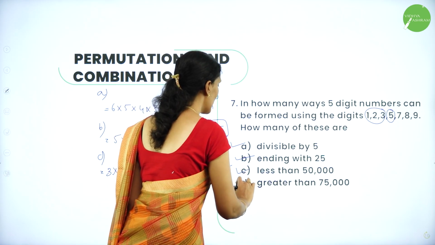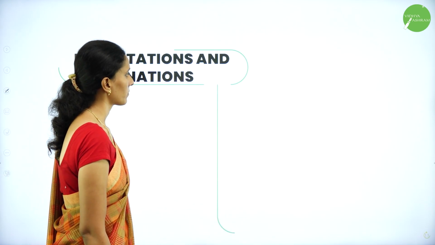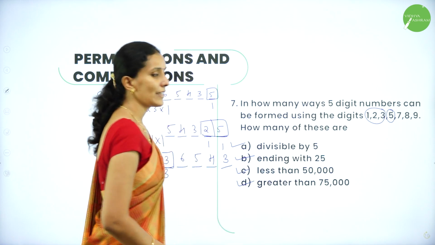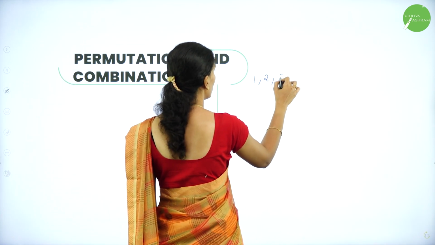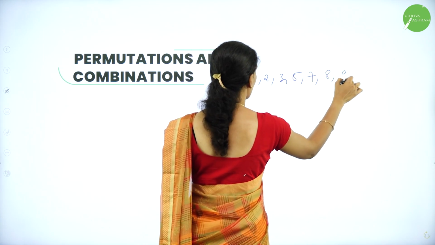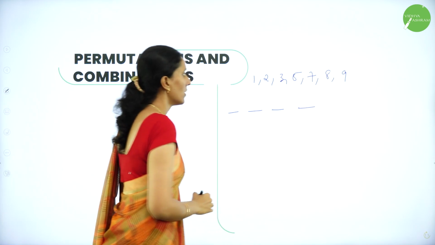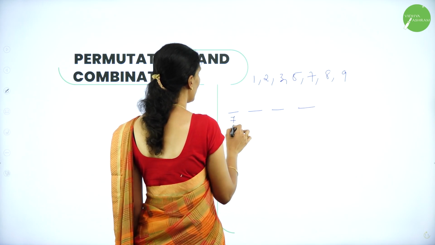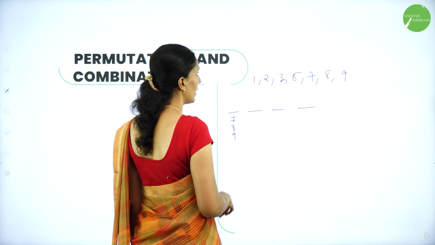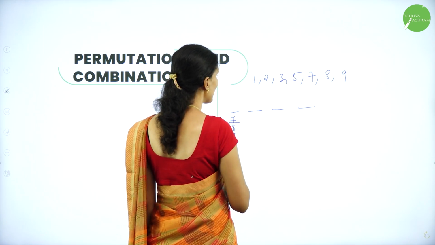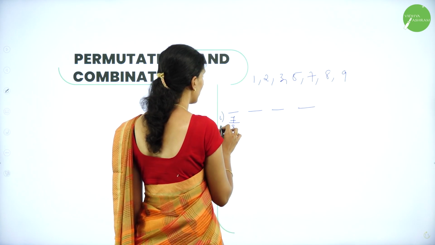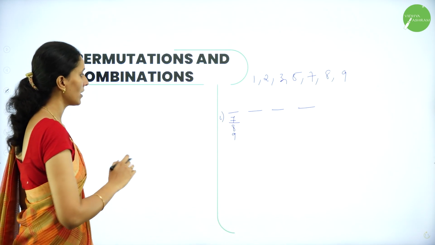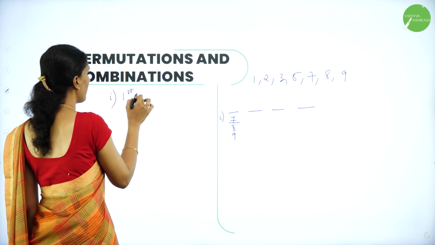Next, again we come across greater than 75,000. So we have the numbers 1, 2, 3, 5, 7, 8, 9. So greater than 75,000. Greater than 75,000 means here, if the first place is 7, then it can have 8, then it can have 9. And 75,000, if my first place is 7, here we have to split it. Why? It can take 7, 8, 9 in the second place also. So here we have to consider 2 cases. Here the first digit is 7.